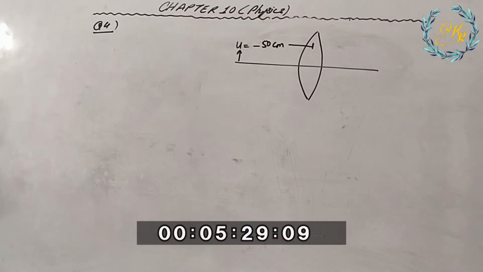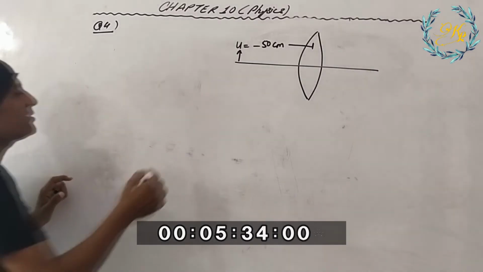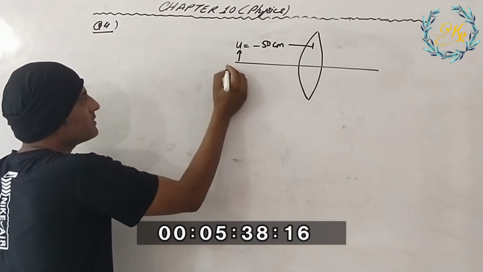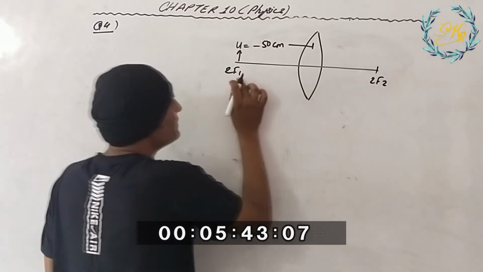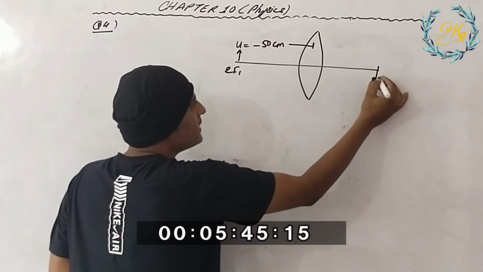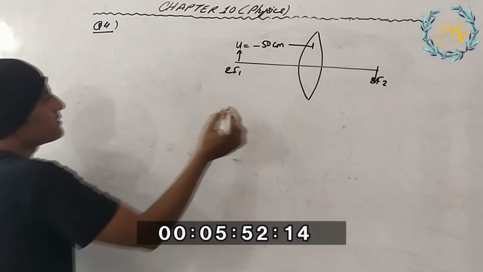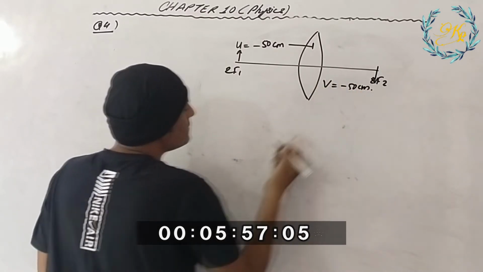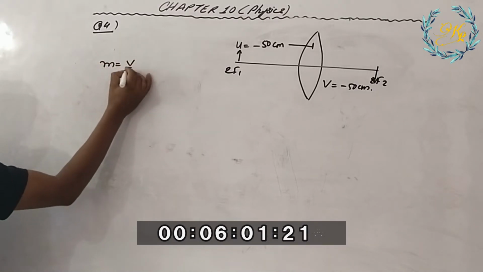Now we know that in this, as the object and image are at the same distance, it means at 2f1 and 2f2, at C1 and C2, the object and image will be of the same size. Right? So we see that the value of v will also be minus 50 centimeter. So first we will find the magnification. Magnification is equal to v upon u.